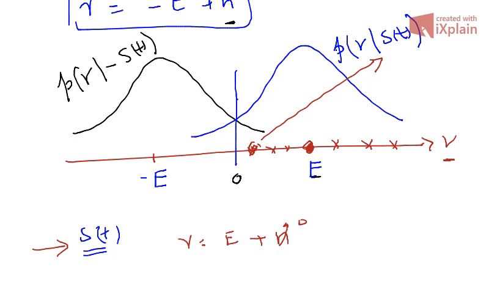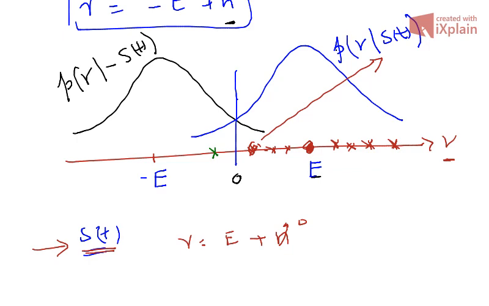So for all these points we detect S of t correctly. If S of t is transmitted and we get any of these points, S of t would be detected correctly based on the likelihood function. But what would happen if S of t is transmitted and you get this signal point? It's towards the left of this threshold, to the left of this 0.